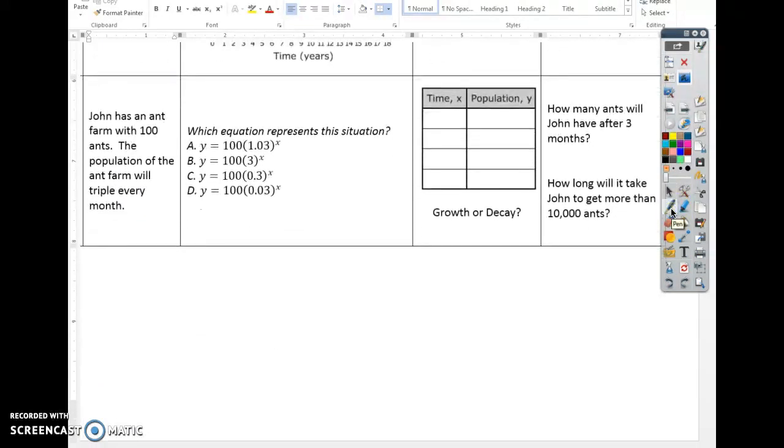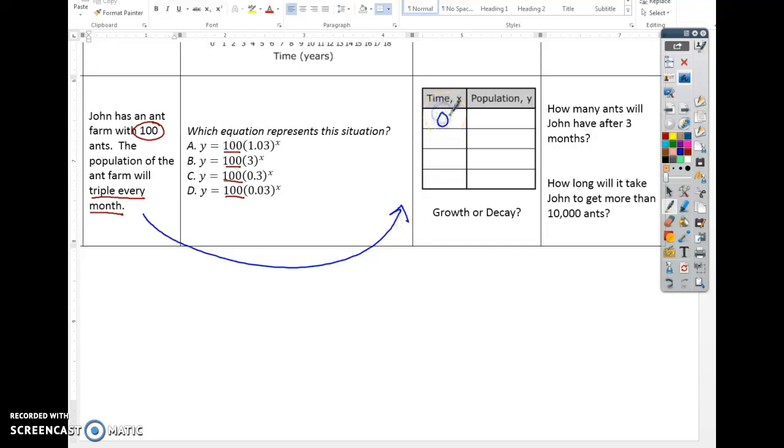Okay, so problem number 3 says John has an ant farm with 100 ants. So he started with 100 ants. All of these equations start with 100 ants. The population of the ant farm will triple every month. Triple every month. That means times 3 every month. Which one of these says times 3 every month? That would be the answer. If you don't get it, then we're going to go straight from the story to the table.